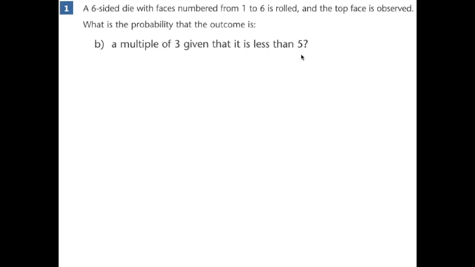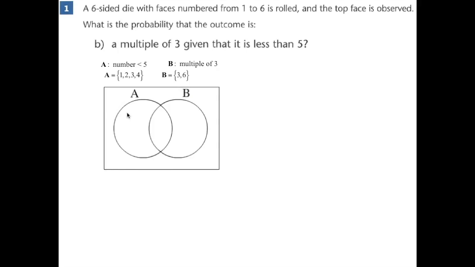For 1A, 1/2. For 1B, a multiple of 3 given that it is less than 5. The A is less than 5. We're looking for a number less than 5, and the B is a multiple of 3. But a number less than 5 on a die is 1, 2, 3, or 4, and multiples of 3 on a die are 3 and 6. I'm going to put 1, 2, 3, and 4 in here. Notice the 3 is common to both A and B, so I'm going to put the 3 in the middle. So 1, 2, here goes the 3 right here, and put the 4 over here. The 5 is neither in A or B, so I'm going to put the 5 out here somewhere, and then the 6 goes here.